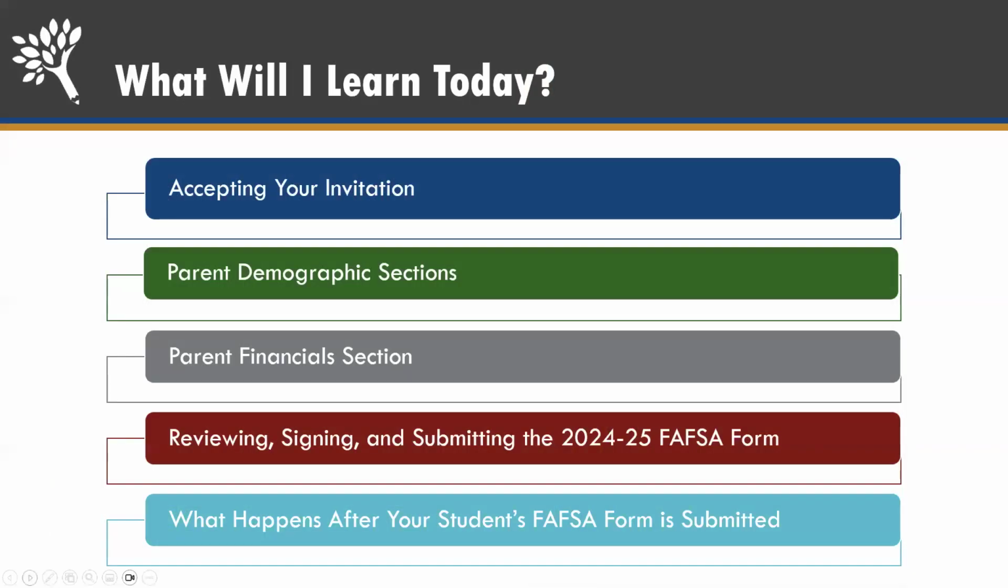We're going to talk about how to accept the invitation that you receive from your student. We'll talk about the sections of the application that you're going to need to complete, including the demographic section, the financial section, how to review, sign, and submit your portion of your student's application, and what happens after the application is completed.